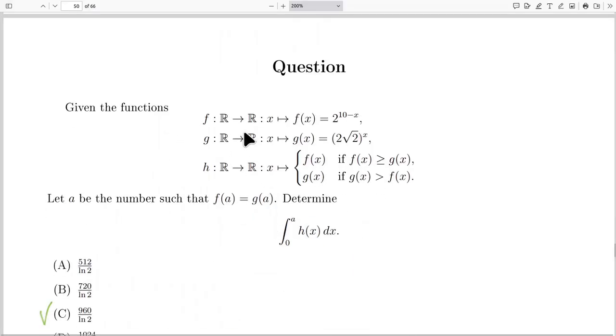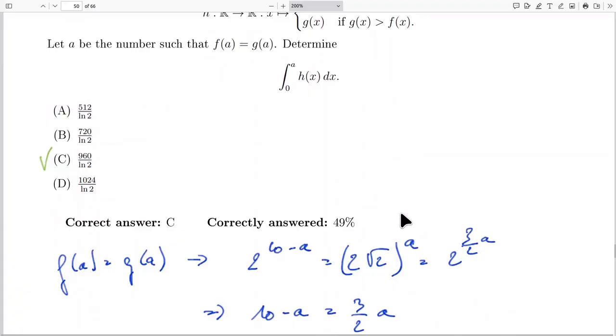So the question is, we have three functions. f of x is 2 to the power of 10 minus x. g of x is 2 times the square root of 2, all to the power of x. And the function h is f of x if f of x is larger or equal to g of x, and otherwise it's g of x if g of x is larger than f of x. Now let a be the number such that f of a is g of a. Determine the integral from 0 to a of h of x dx.